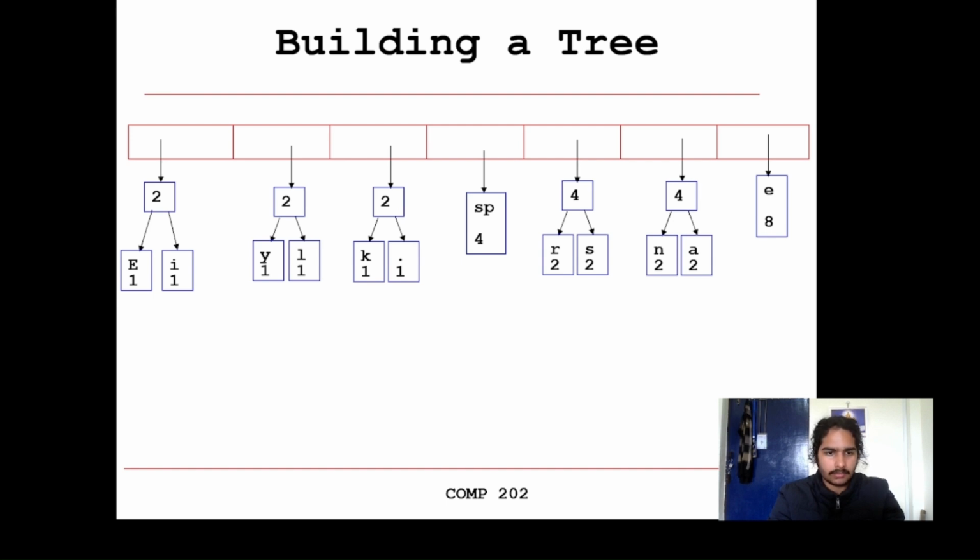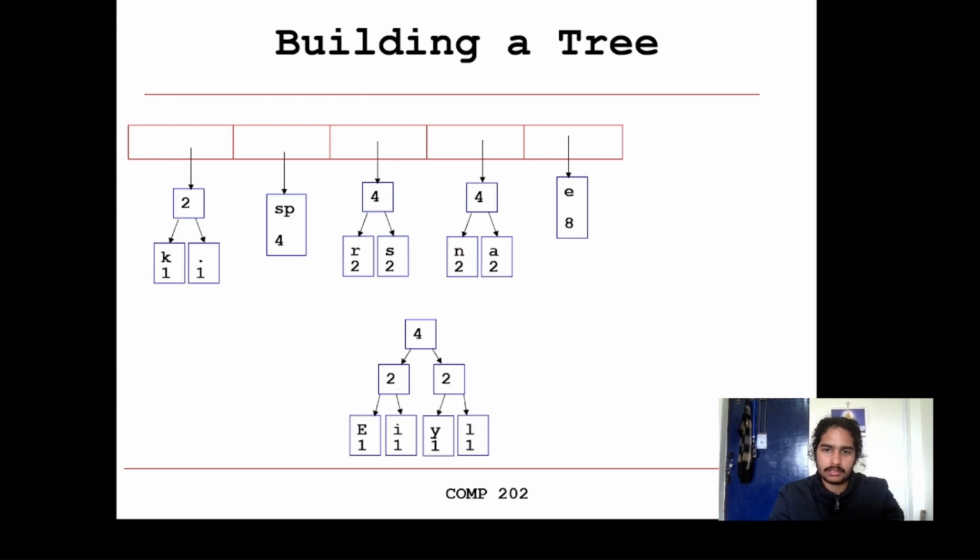And now the elements with highest priority are E, I, and Y and L. They are dequeued and made into a separate tree. They are again enqueued according to their priority.